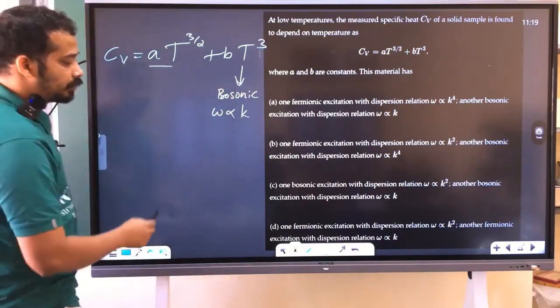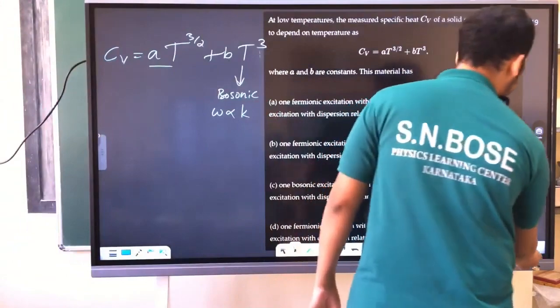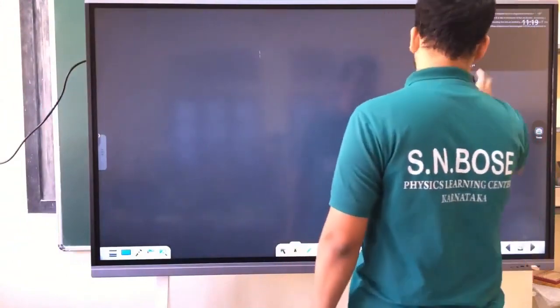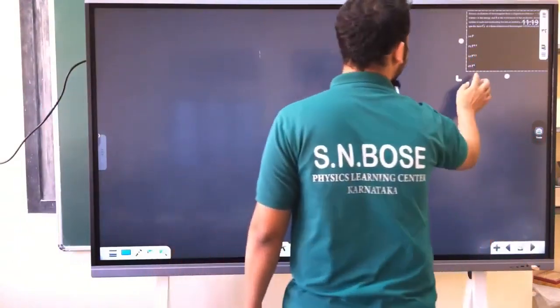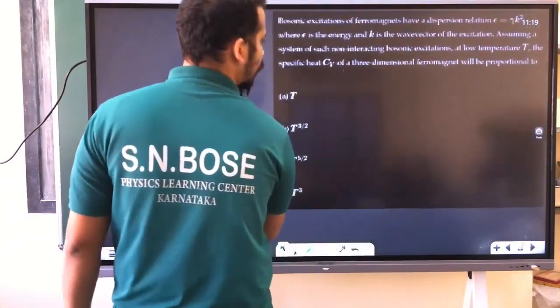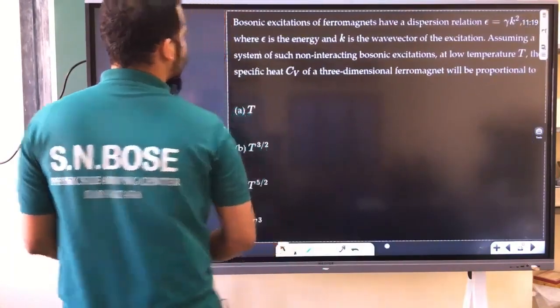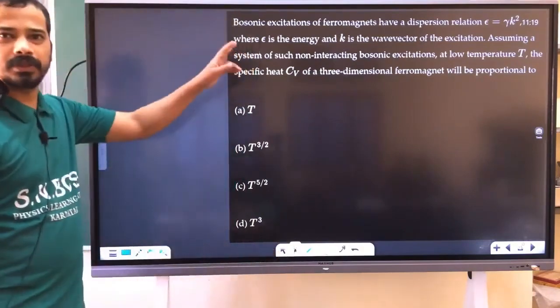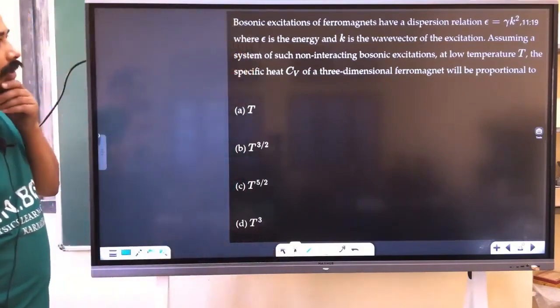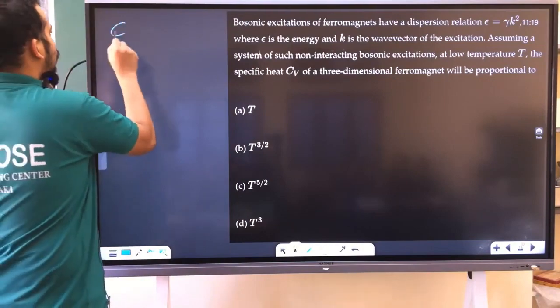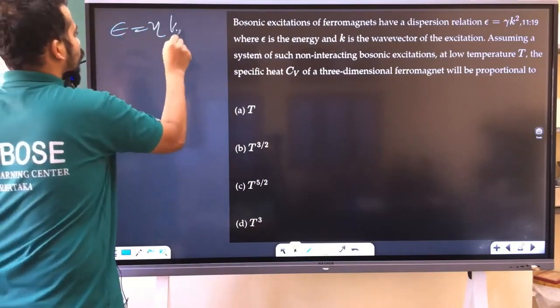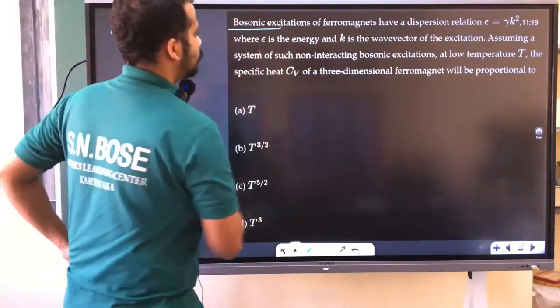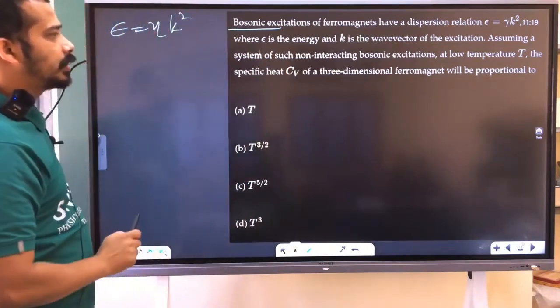Now this one actually was the next question, I think. First we shall do this question. Bosonic excitation of a ferromagnet. I told you, some spin wave or something. Is that okay? So they have the dispersion relation E is equal to gamma k square. This is a bosonic excitation, where E is the energy, k is the wave vector and all.